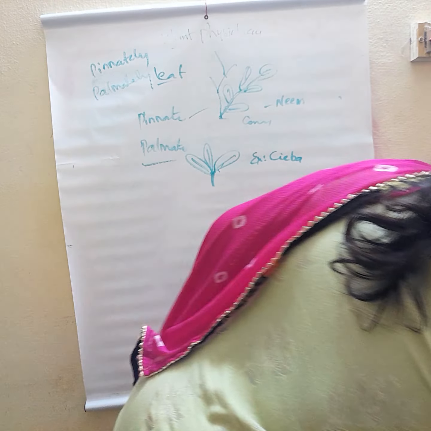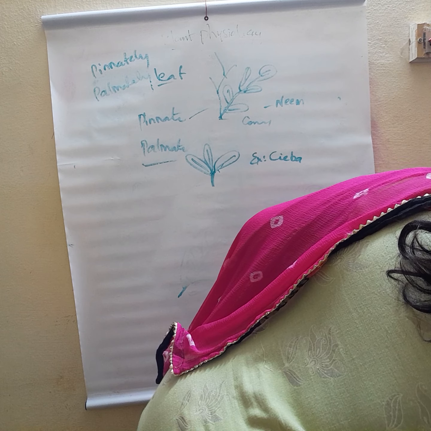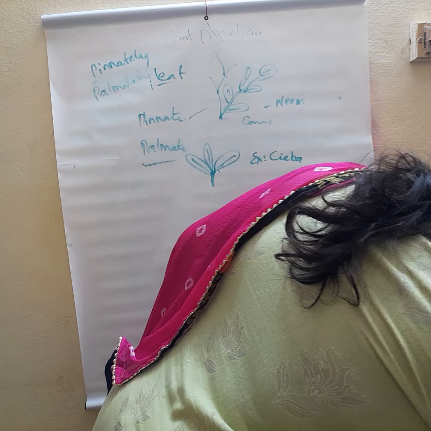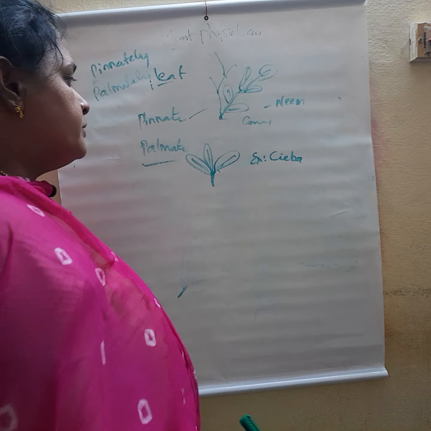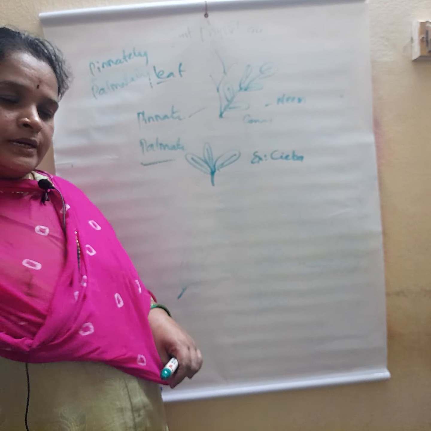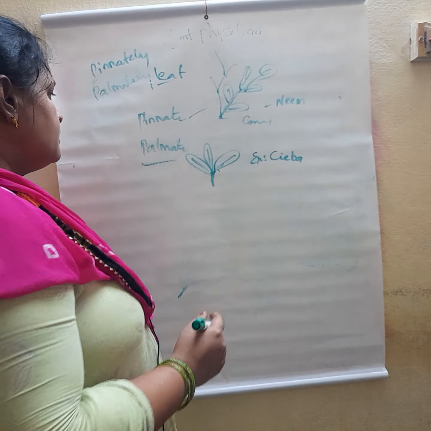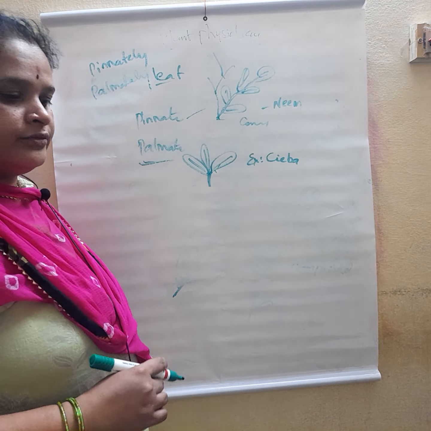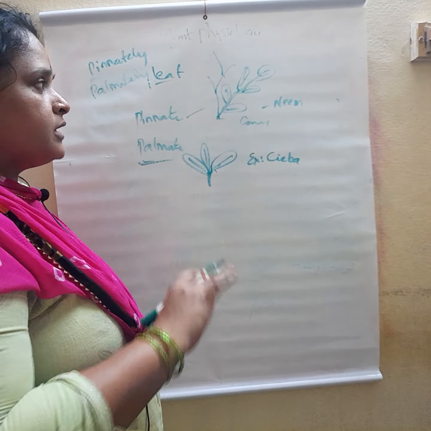I will check the textbook. What is there in the textbook? Bombax ceiba, yes, that is the only one there. Compound leaf examples are Ceiba pentandra, Bombax ceiba. Right. So palmately compound leaf and pinnately compound leaf. So these are the types of leaves.